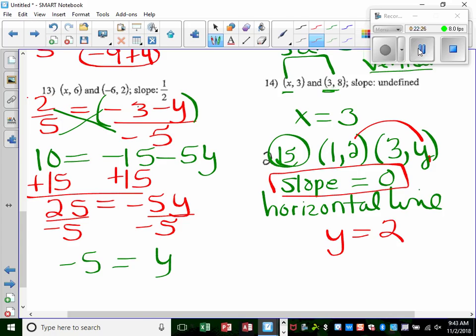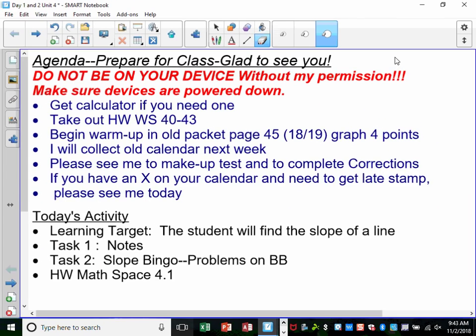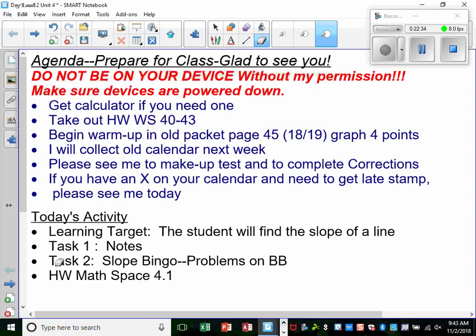Now, for those of you who are going to be working on the other assignment, I'm going to go back to the agenda. We just finished the notes. There is a slope bingo that we're going to start on Blackboard. There are several questions, so you probably won't have time to finish in class, but at least do as many as you can, because next class we'll actually play the bingo game. I will give you more time to finish this in class before we actually play bingo. The only thing you have to do for homework is the math space. So this bingo does not become homework, it's strictly classwork today. All right.